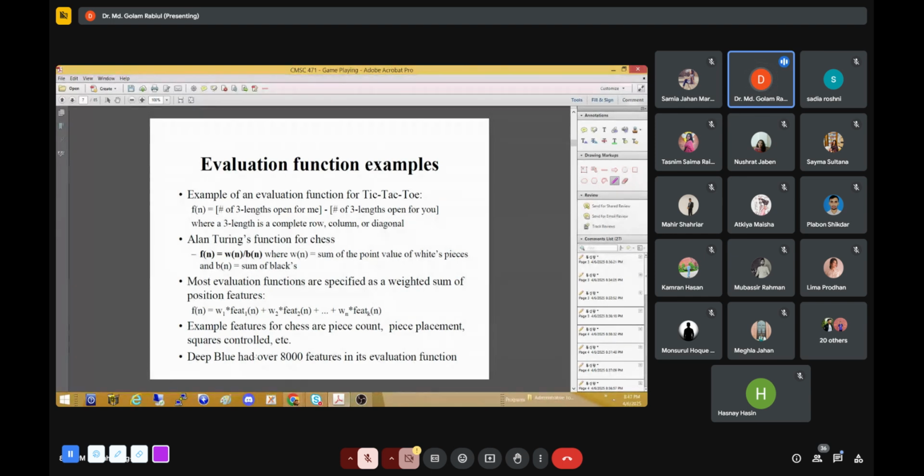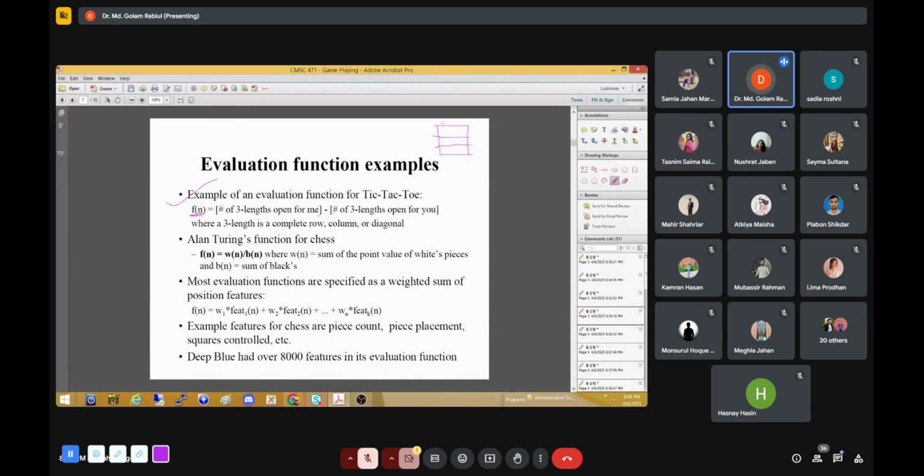Here, some examples of evaluation functions are there. Like if we consider our tic-tac-toe game, then we can design the evaluation function like the number of 3 lanes open for me minus the number of 3 lanes open for you. So this can be the evaluation function, that is the f of n. Okay? So for each and every state, we can find out the evaluation score for that board.